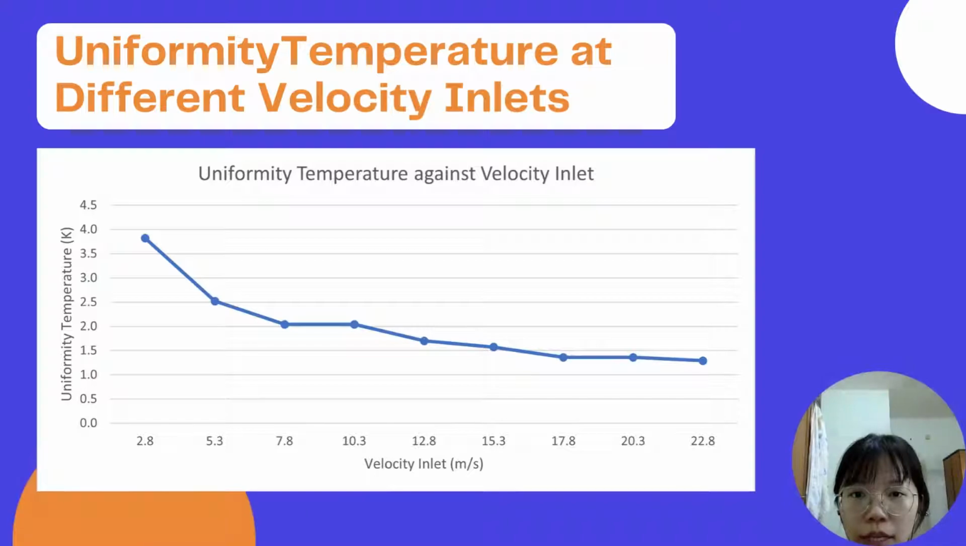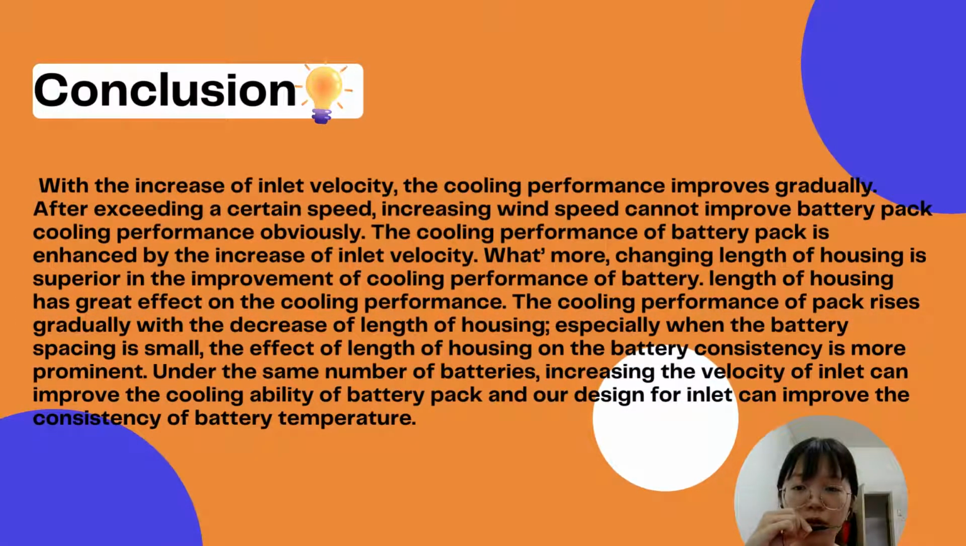Next is the temperature uniformity at different velocity inlets. From the graph, we can observe that the temperature difference is gradually decreasing as the velocity inlet is increasing. This is because the difference between the maximum temperature and minimum temperature is reducing as the velocity inlet is increasing. In conclusion, with the increase of inlet velocity, the cooling performance improves gradually.